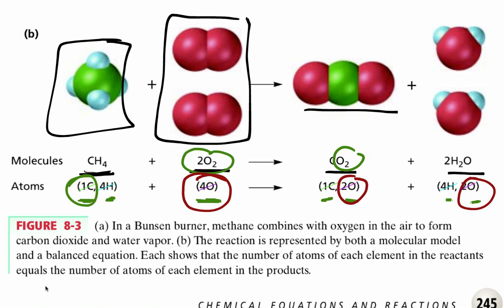If we look at our carbon, 1 carbon here, 1 carbon here. Look at our hydrogens, 4 hydrogens here. Now we have 4 here. That is what we want to make sure that we have whenever we balance our chemical reactions.